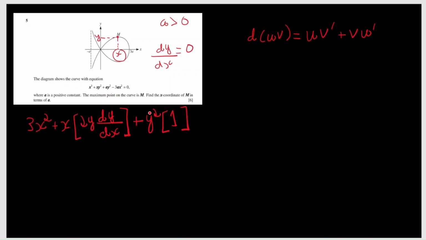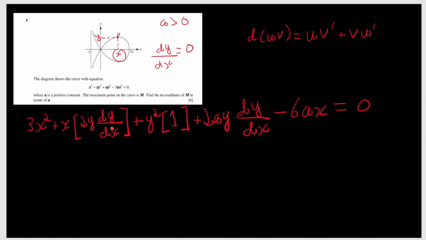Now we have plus ay square, so plus 2ay, and again we write dy over dx, minus 3a square, 6ax is equal to 0. That is going to be the derivative, which is equal to 0.